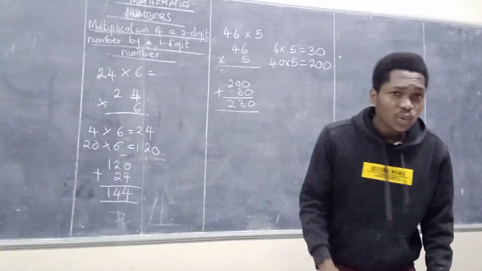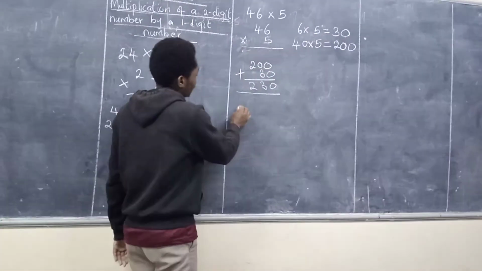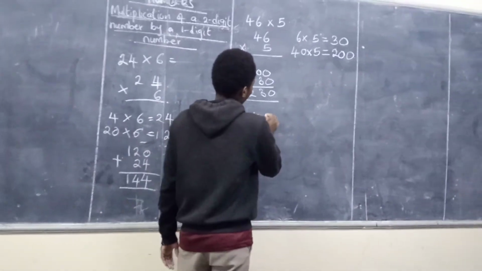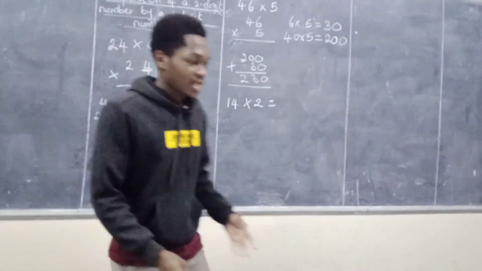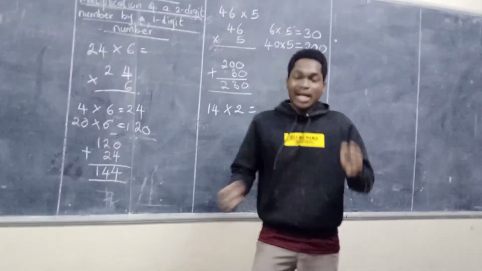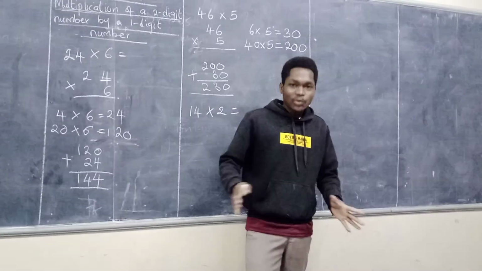So pupils, you can do more practice. For example, you can start with a simple number such as 14 times 2. Then do more practice as much as possible. So kindly follow my next lesson, which will be multiplication of a 2-digit number by a 2-digit number.